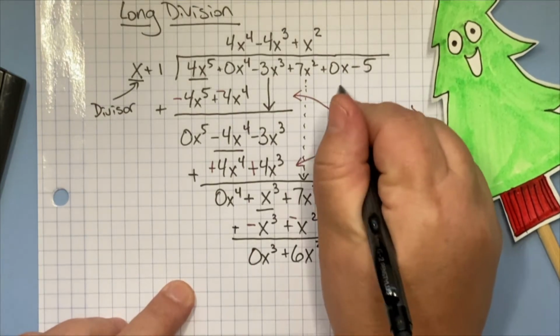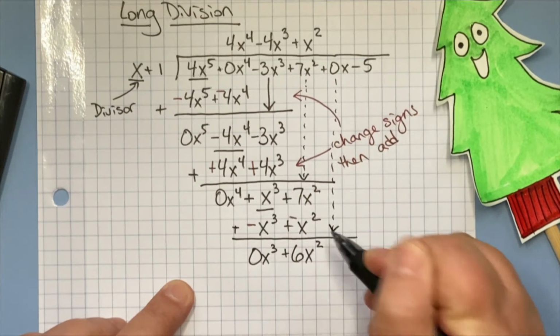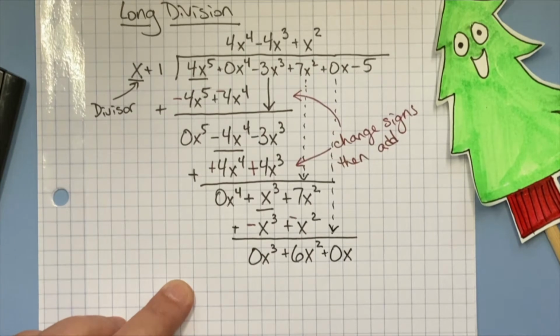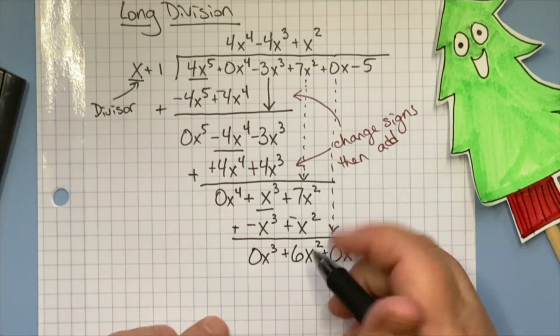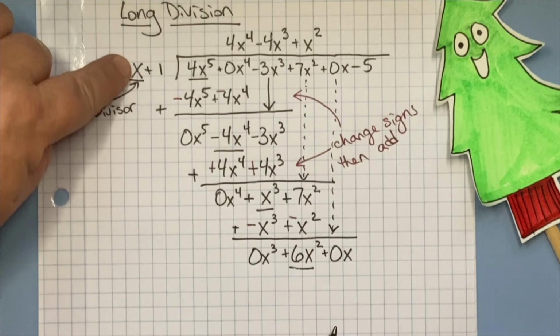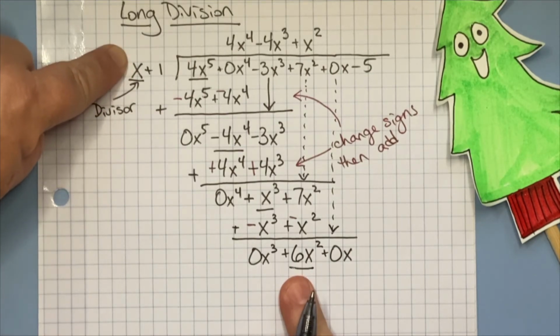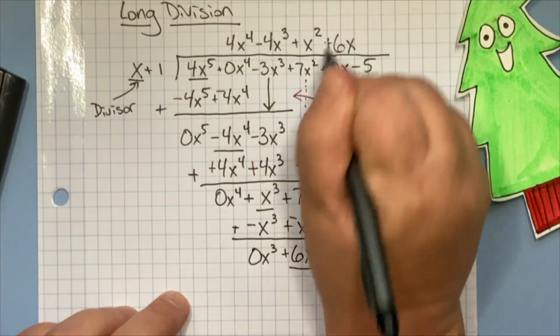Okay, then I'm going to bring down, and I know it's going to feel a little bit weird, but I'm going to bring down nothing. But that's going to be my placeholder, so I don't forget. And that helps me. Okay, the x cubes are done. Now I've got 6x squared. What times x gives me 6x squared? I need to bring in a 6, and I need to bring in another x. So I'm going to bring in a 6x.